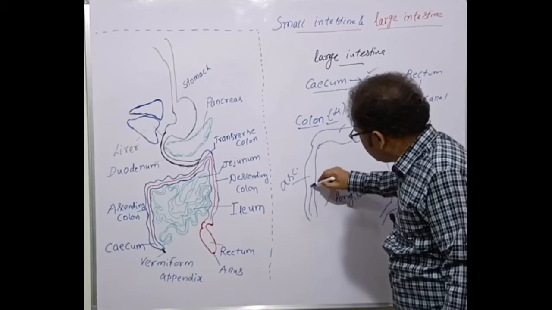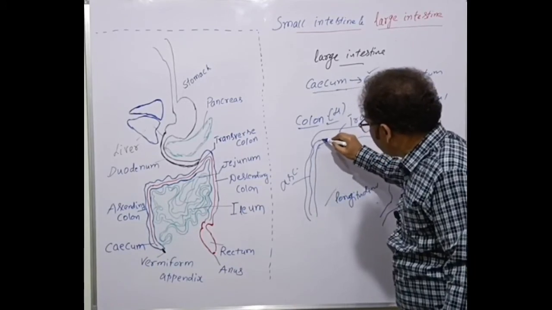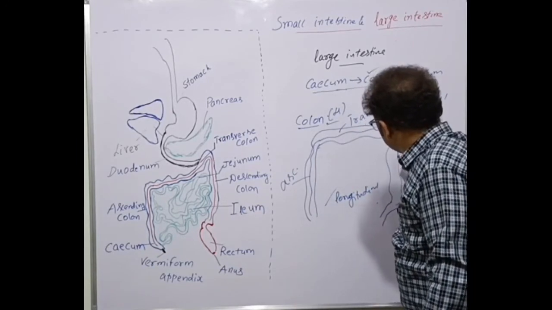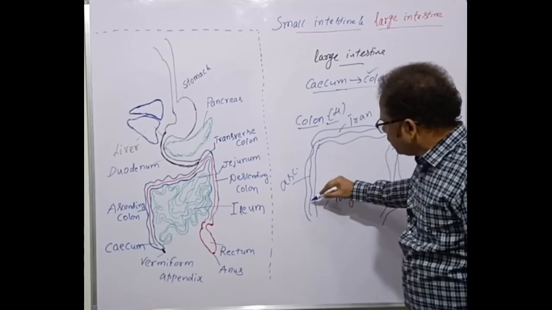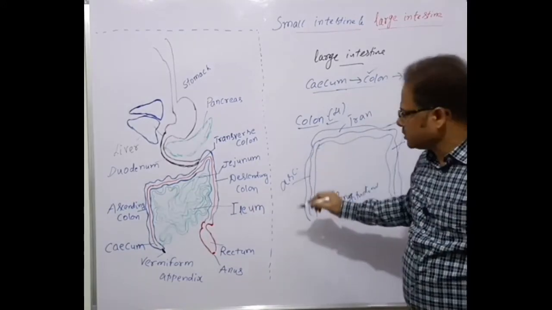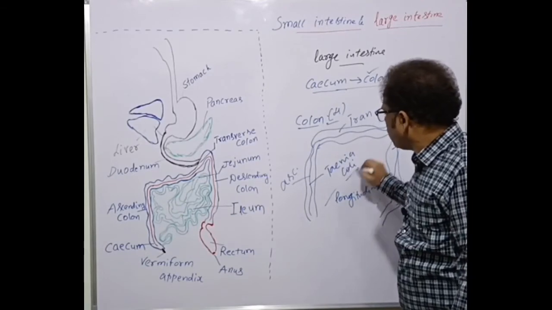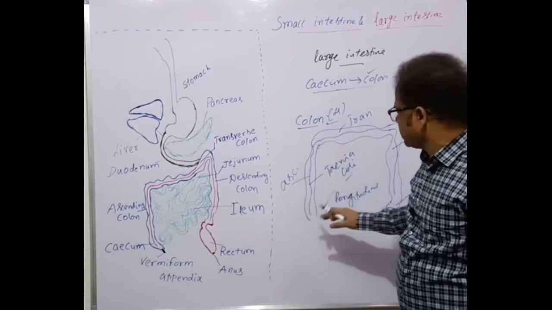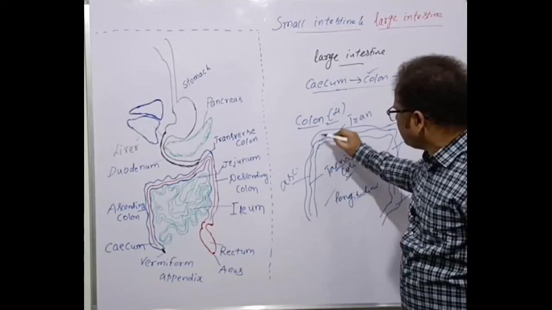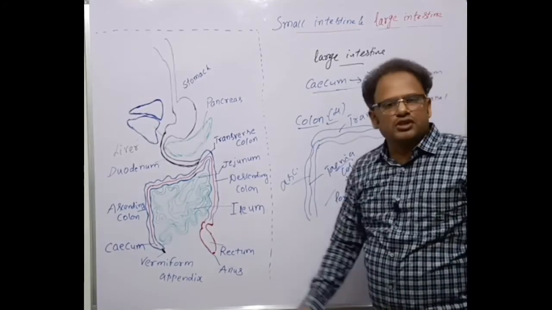This is the tinea coli, for example. One band, second band, and third band like this. Three muscles here. They are nothing but longitudinal smooth muscles called the tinea coli. Tinea coli, a coiled-like structure, a tape-like structure. That's why tinea coli. Three bands here. So what's the function of these muscles?